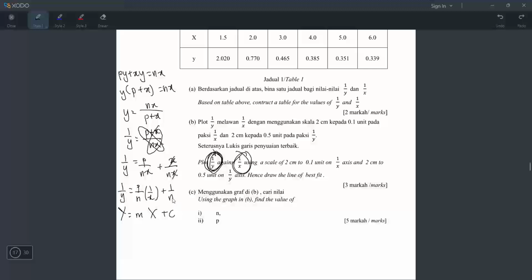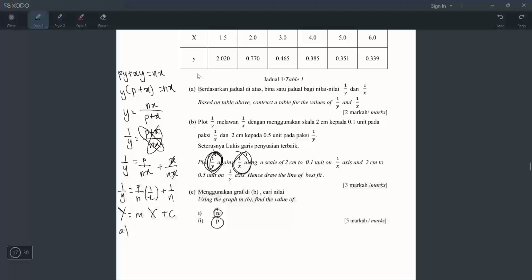And what is your y-intercept? 1 over n. And then later, you can do C, right? Because when you do C, you need this, right? Because C, they ask us to find n and p. And if you don't do this part, how do you want to do it? If you don't change to linear form, how can you do C, right? You cannot do C. Okay, so remember to always change to linear form first for a linear law question.